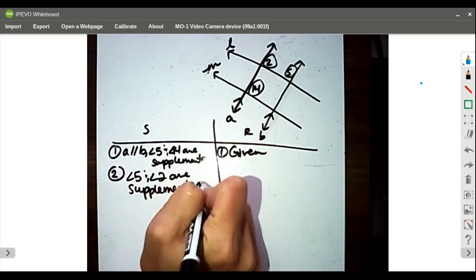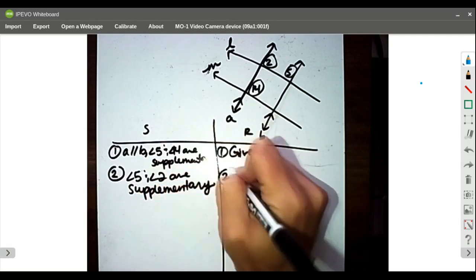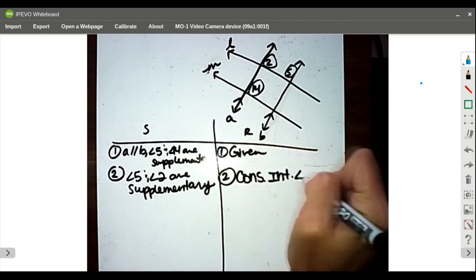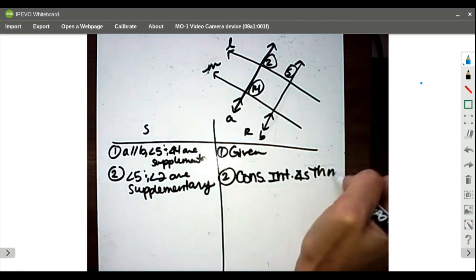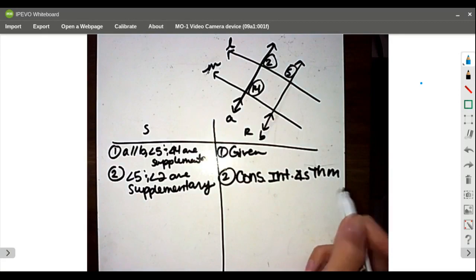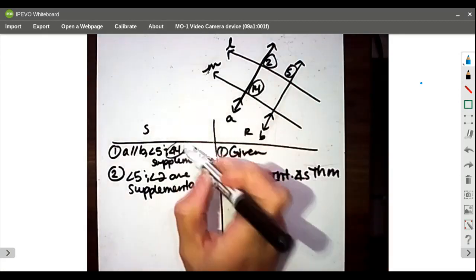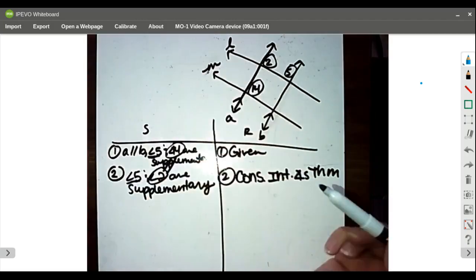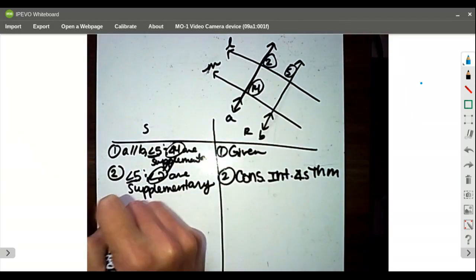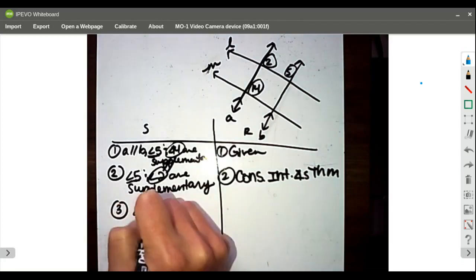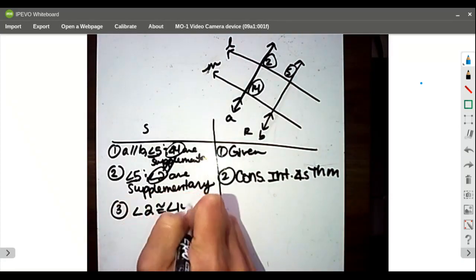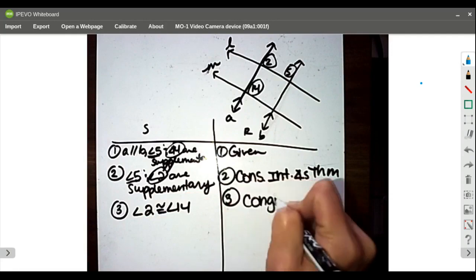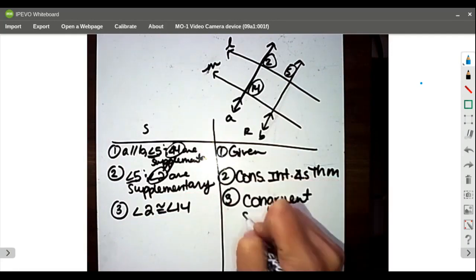So 5 and 2 are supplementary because of the consecutive interior angles theorem. And so now that 5 and 2 are supplementary, see how 14 and 2 are both supplementary to 5? So now they can be equal to each other. And again, that's called congruent supplements theorem because 2 angles are supplementary to the same one.